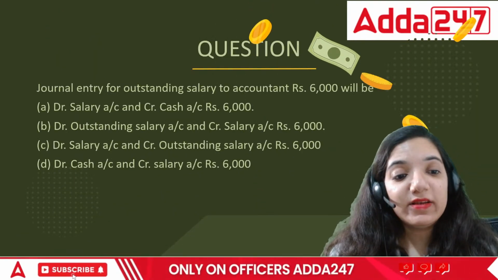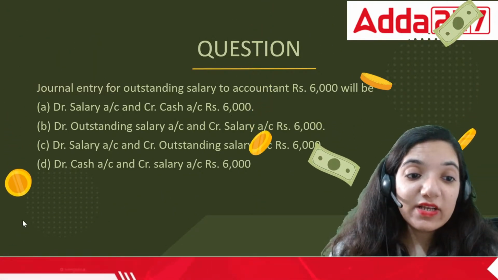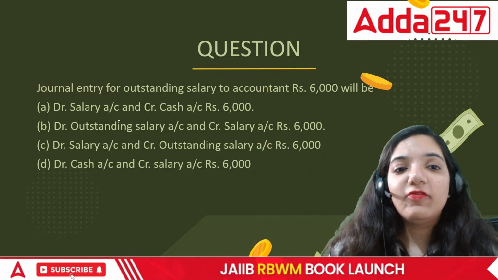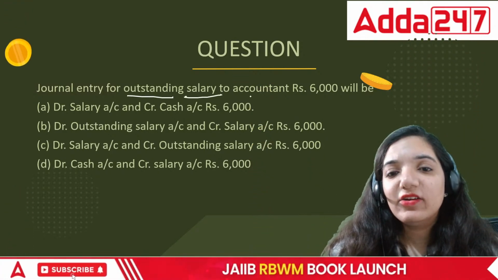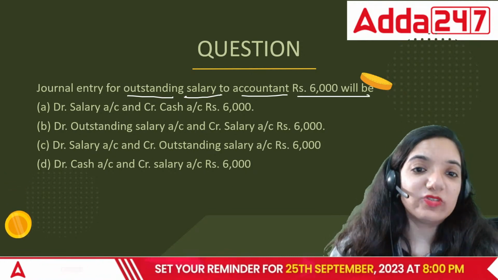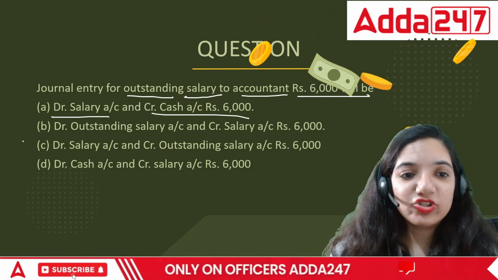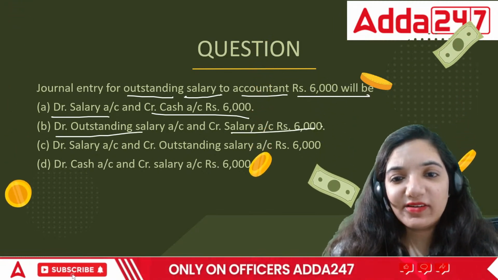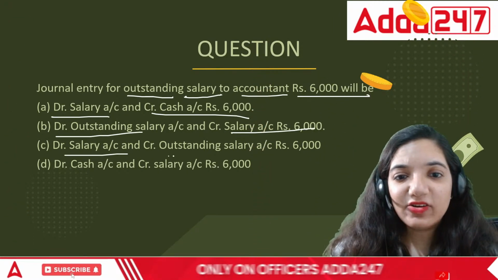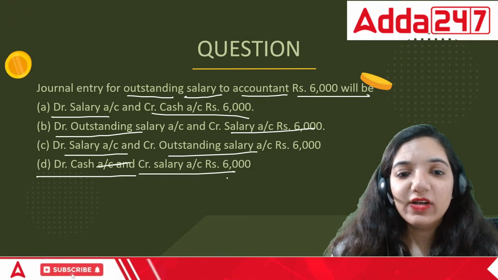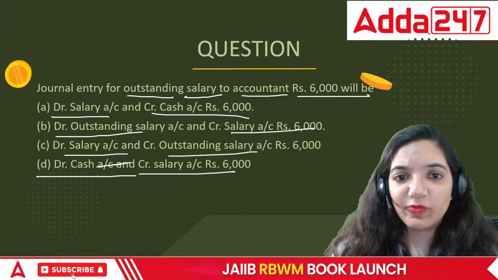Next question, everyone. It says that the journal entry for outstanding salary to accountant, rupees 6,000, will be what? Debit the salary, credit the cash; debit the outstanding salary, credit the cash; salary to salary outstanding; or cash to credit salary. Everyone, what would be the correct answer?